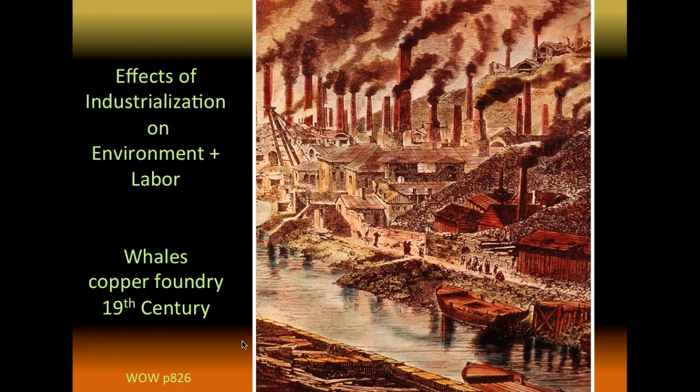This is one image, and it shows the effects of industrialization on the environment and on the labor force. It is a Wales copper foundry in the 19th century, in Britain. You can see on top, it's just a bunch of smokestacks. And kind of in the bottom, in the middle, you see some people, but if you don't look carefully, they kind of just blend in with the background.